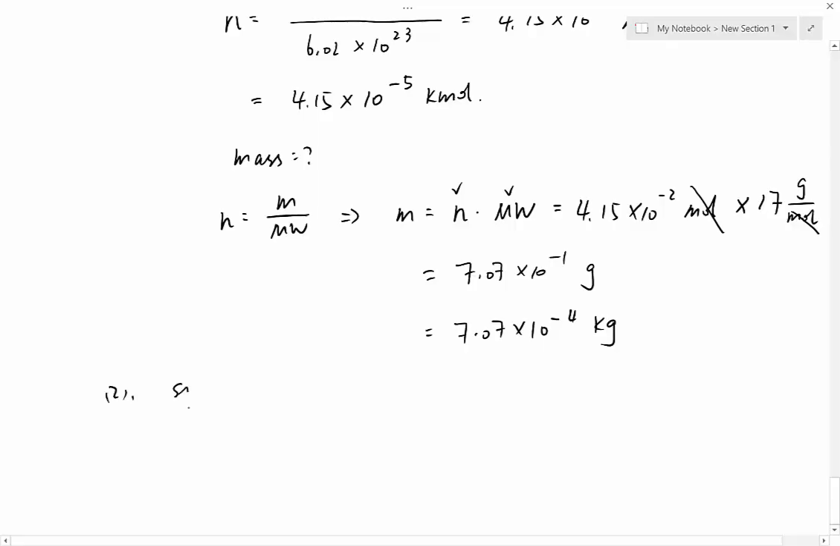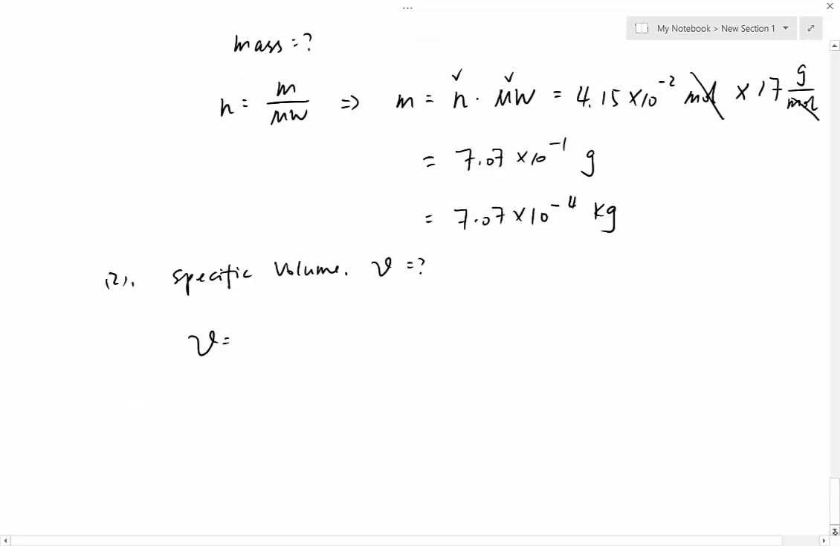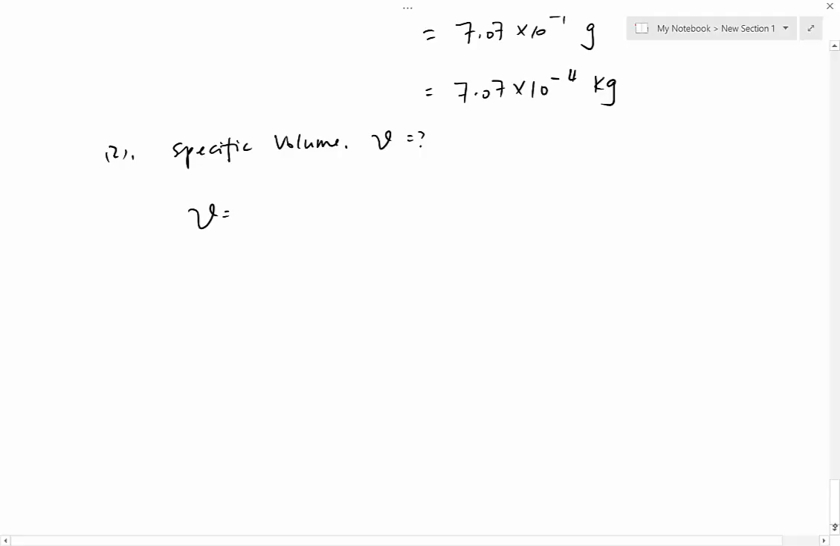And part 2. Part 2 is to look for specific volume, which we use nu for. Okay, it's also very easy to look for specific volume. Nu is equal to, the definition is volume over mass. And we have both of them. The volume is given, it's 1 liter. Mass we just found, 7.07 times 10 to negative 4 kilogram.